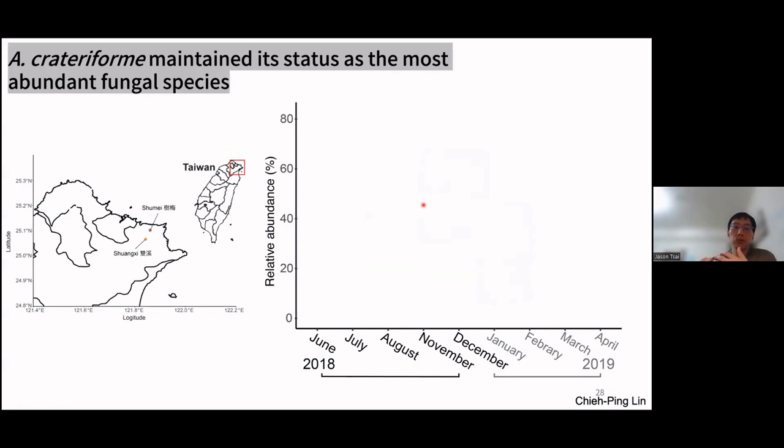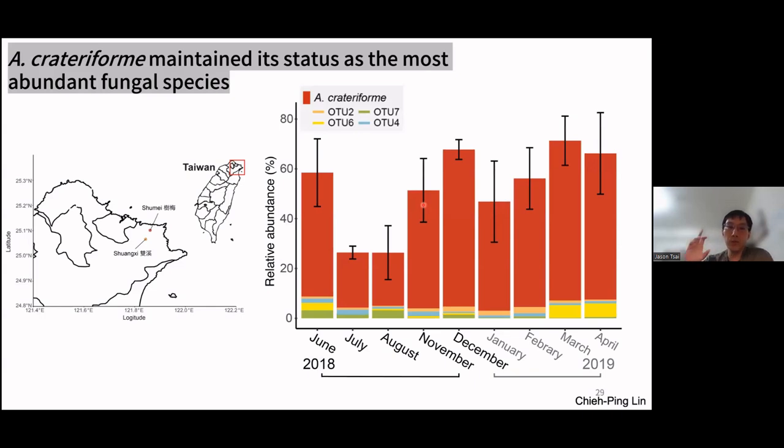So we next sought to confirm if Aquodontium consistently remained the most abundant fungal species in Drosera mucilage over time. Sampled from two sites in northern Taiwan over 18 months, we observed its dominance even through seasonal changes. So you see a big red color here, while the abundance dipped slightly through the hotter summer months, Aquodontium still maintained a significant presence.